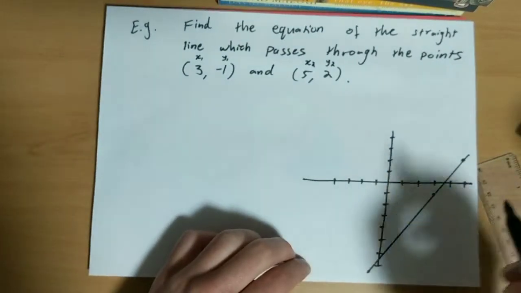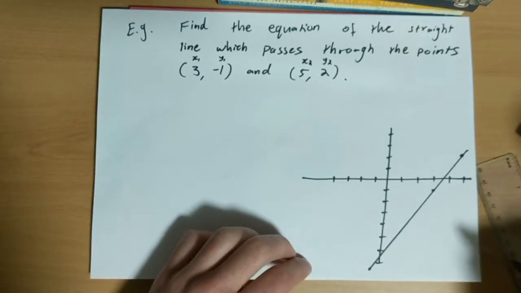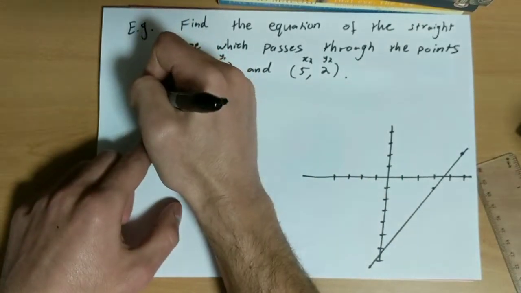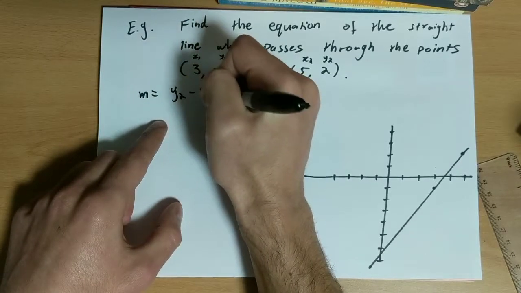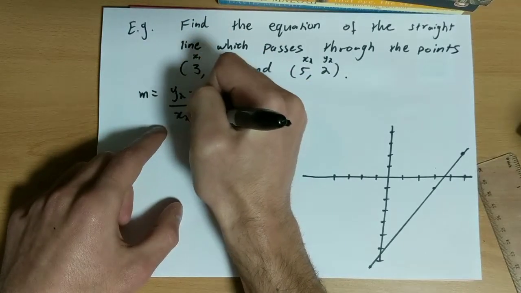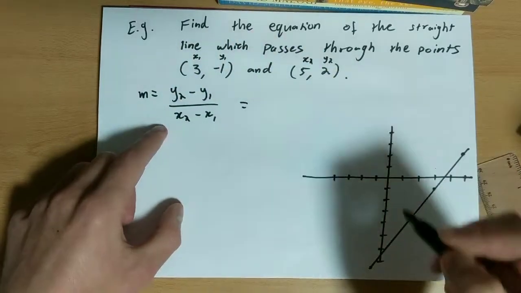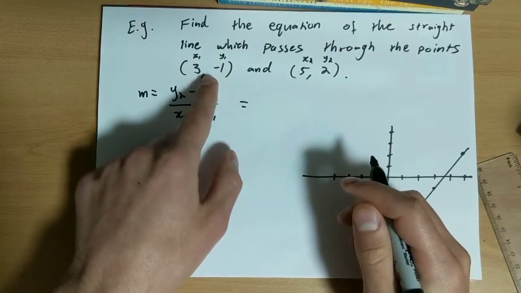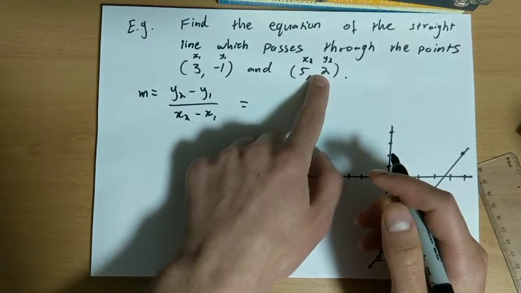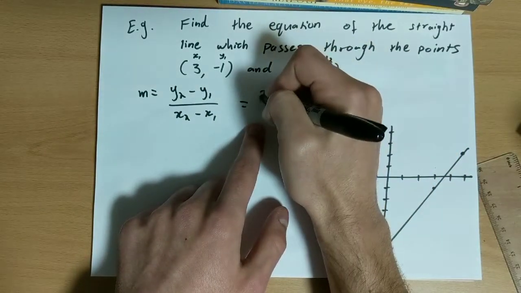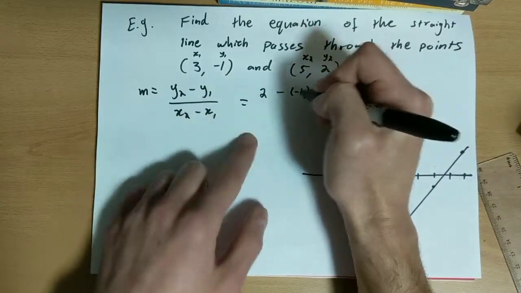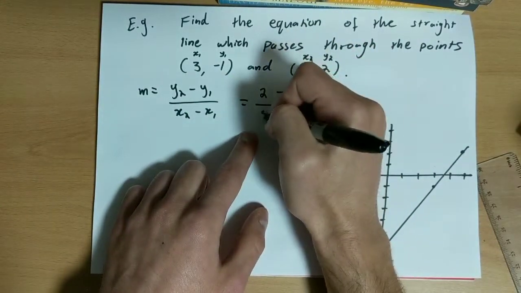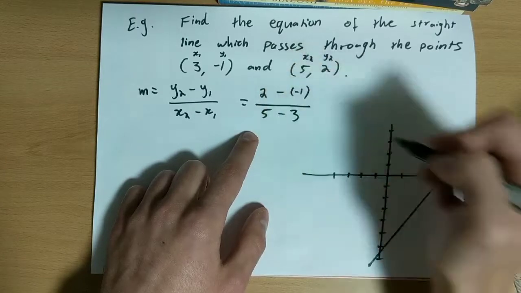Okay, let's think of what's the gradient of this line. Well, it is, like we said on the last piece of paper, y2 take y1 over x2 take x1. In this case, for my y's, I'm going from -1 to 2. So y2 minus y1 divided by x2 minus x1.